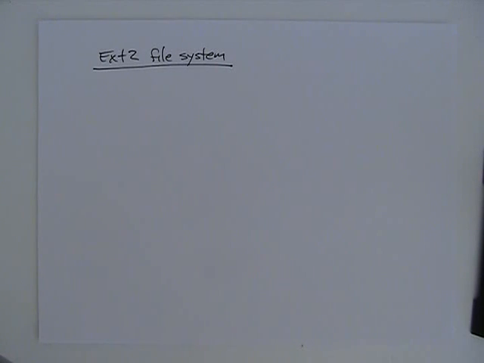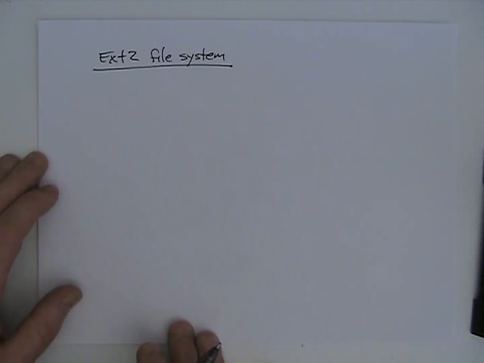It was the primary one for a number of years early on, and it's essentially a straightforward implementation of the ideas in the Berkeley fast file system. If you're interested, you can go and look at Marshall McKusick's book about the Berkeley Unix operating system, and it'll have the exact details of the fast file system. But this is basically the same thing.